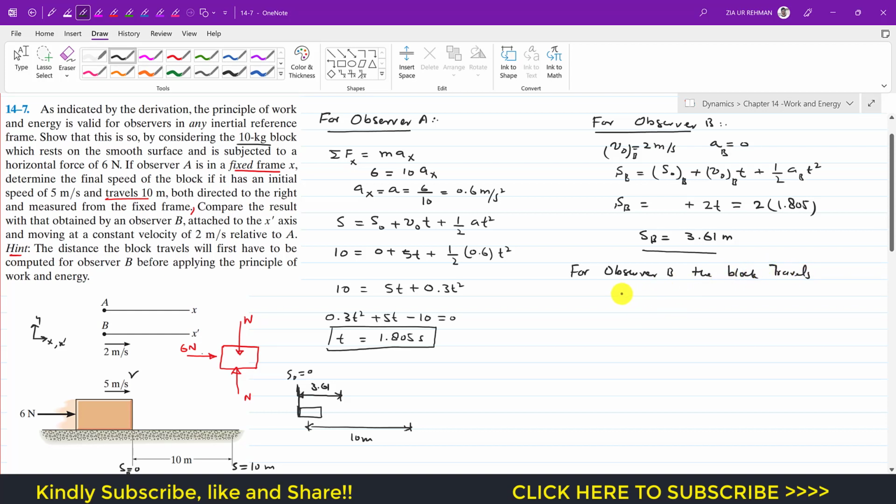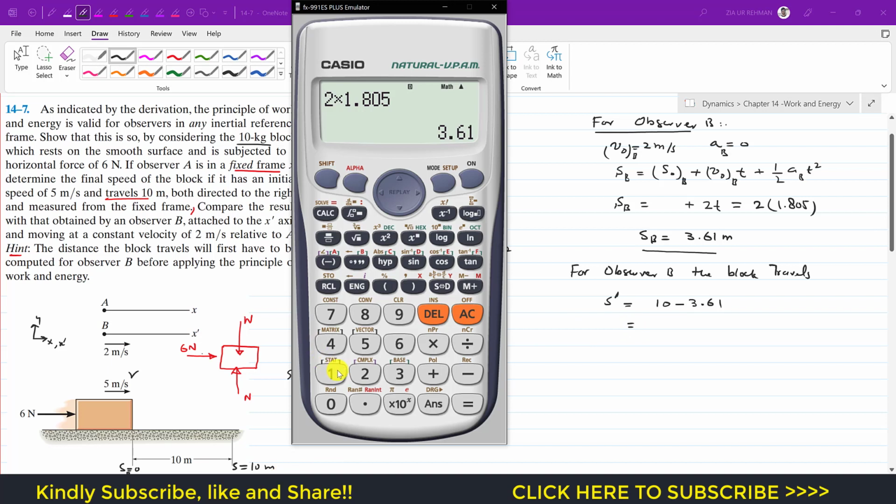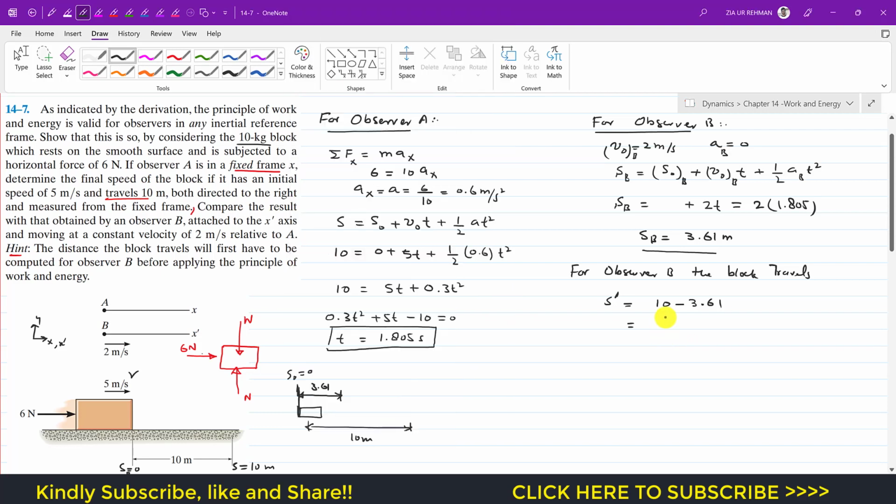travels S dash equals 10 minus the distance traveled by the observer himself. So this is 10 minus 3.61. This is equal to 6.39 meters.